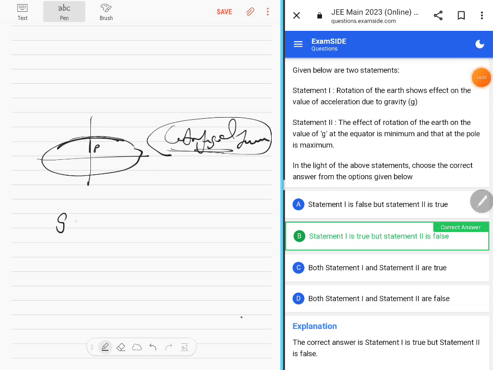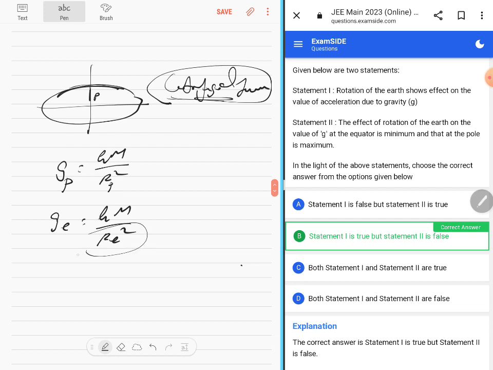The general formula for gravity is GM by r square. At the poles it will be GM by rp square, and at the equator it is GM by re square. You know that the radius at the equator is greater, so the denominator there is greater, whereas the denominator here is lesser, which signifies that gravity at the poles is greater than gravity at the equator. Therefore, gravity at the poles is greater than the gravity at the equator.